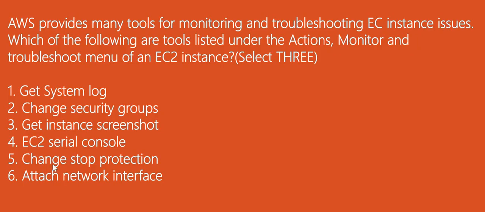Next is Change Stop Protection. This is not a troubleshooting step. It is a security feature where nobody can delete or stop your instance, so it is stop protection. And Attach Network Interface is also not a troubleshooting monitoring thing. This is related to when you want to attach more than one network interface to your instance. So let me show you.